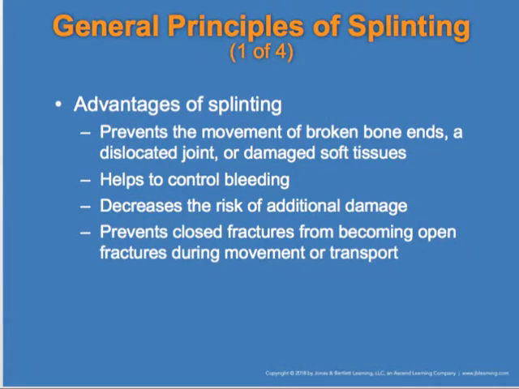General principles of splinting. Advantages of splinting: it prevents the movement of broken bone ends and a dislocated joint, and damaged soft tissues. It helps to control bleeding, decreases the risk of additional damage, and prevents closed fractures from becoming open fractures during movement or transport.